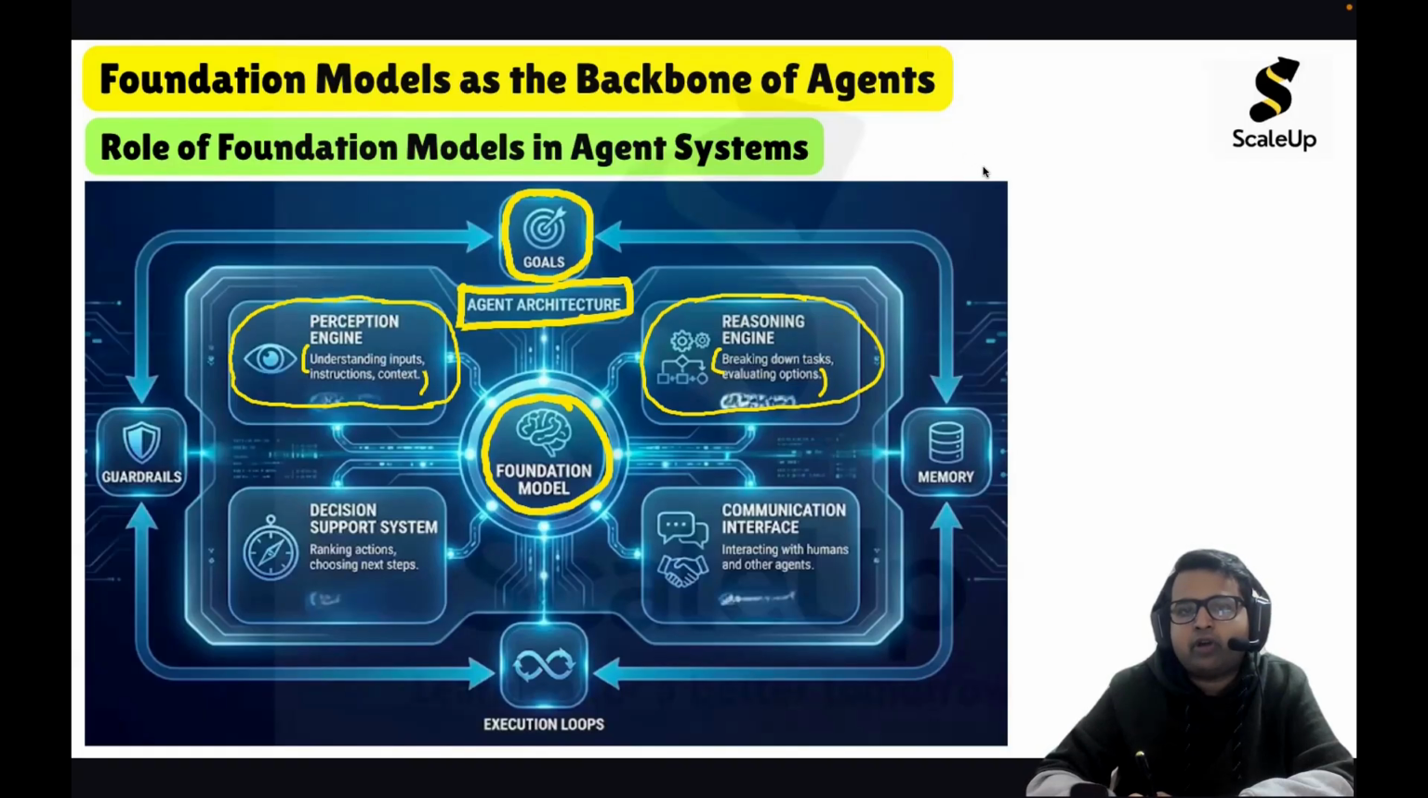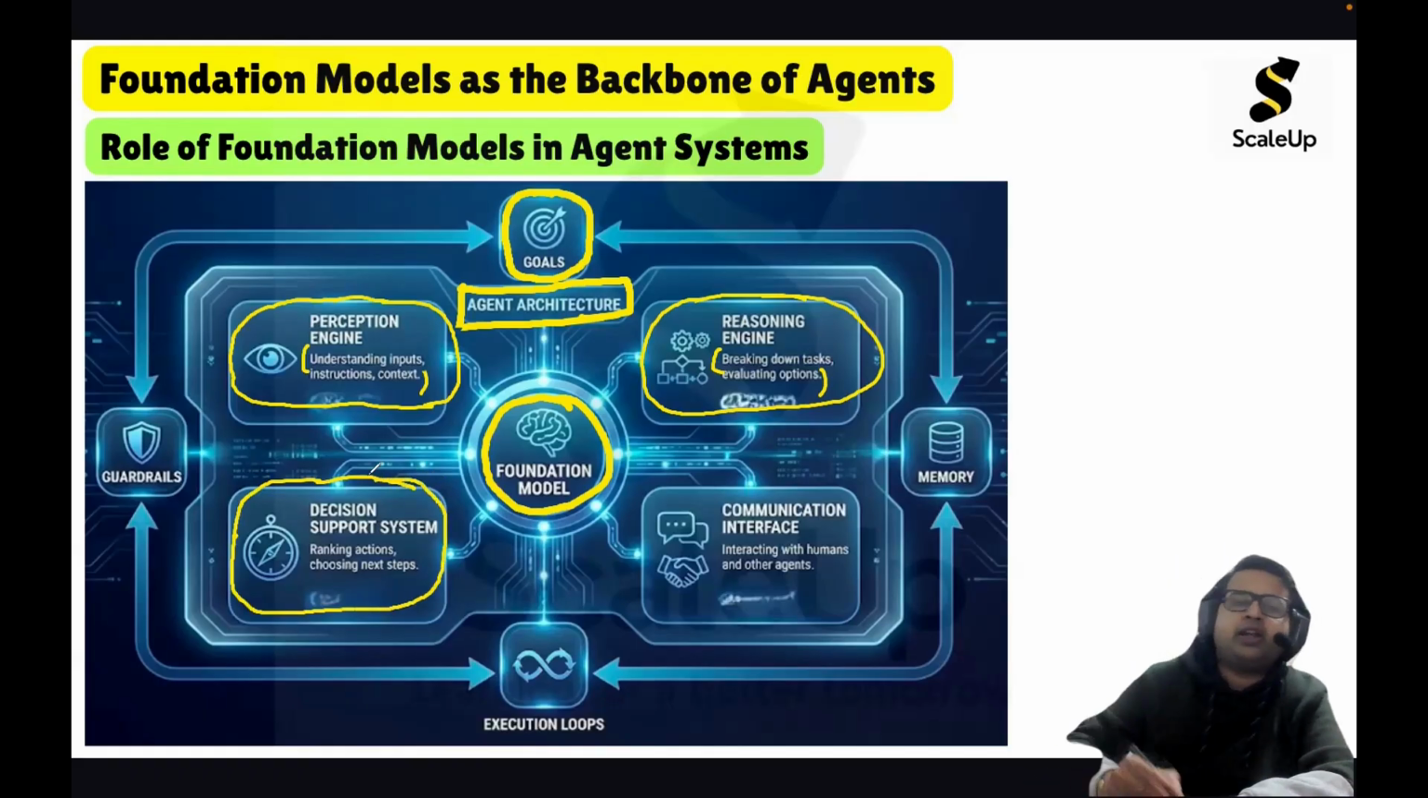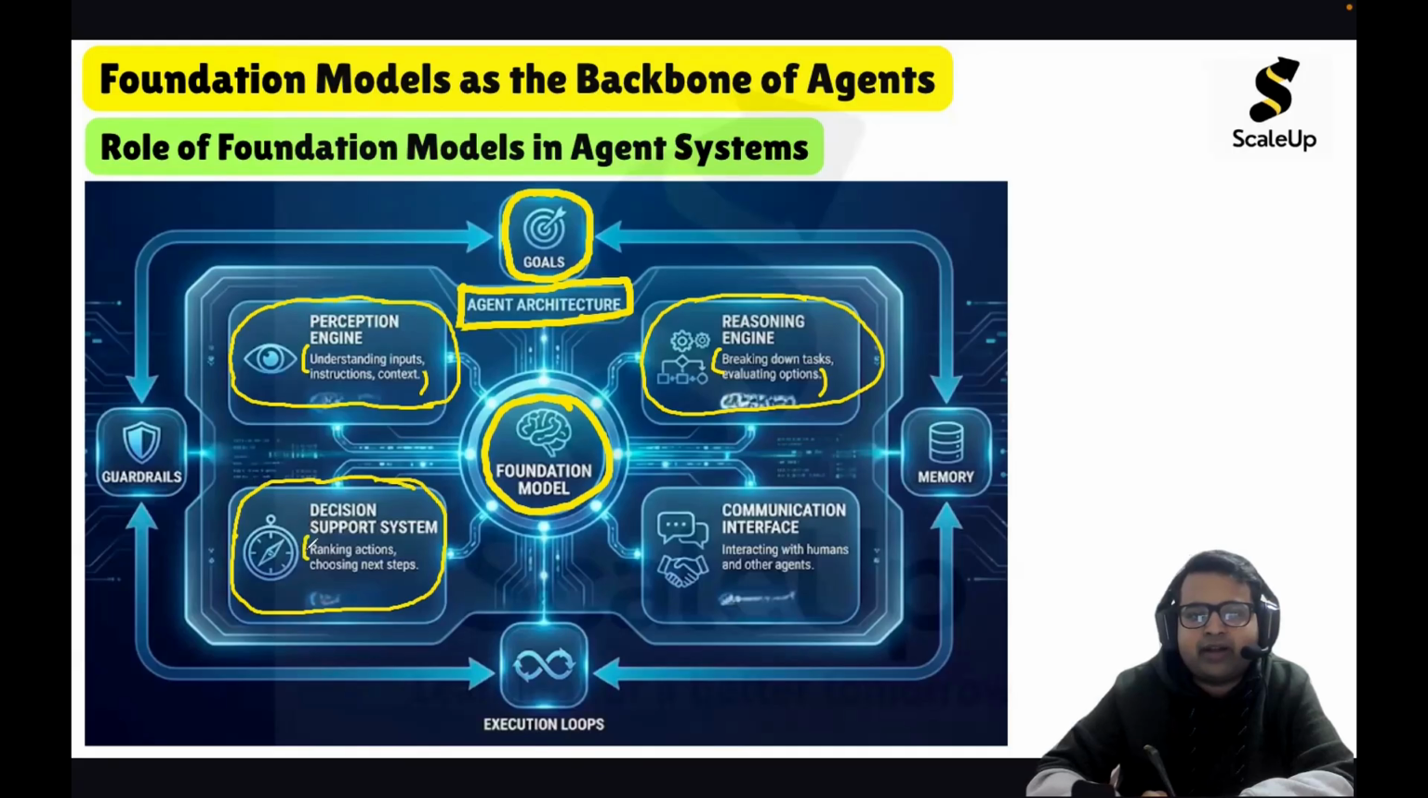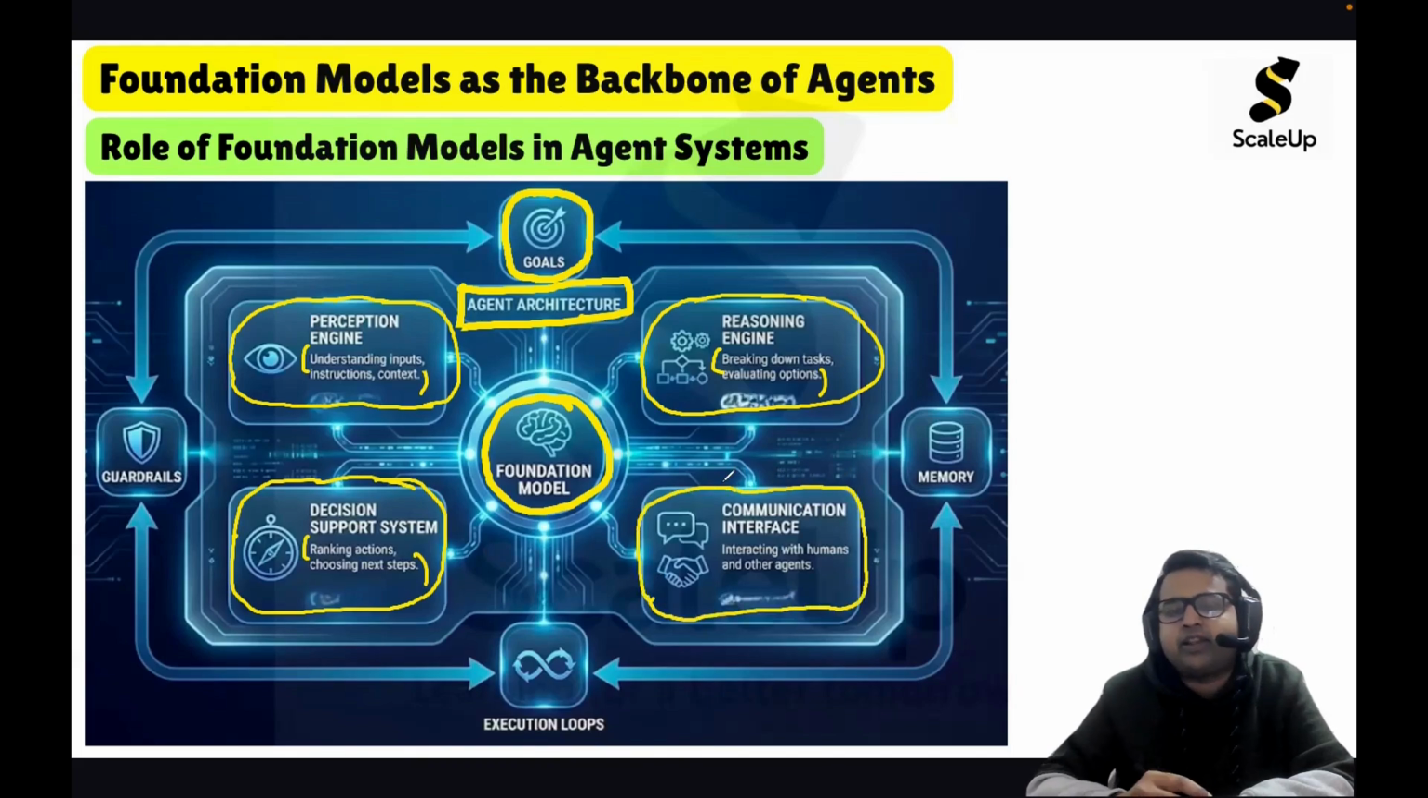Then we also have a decision support system in agents, which plays a role in evaluating the outcome, ranking actions, and choosing the next steps. And we also have a communication interface, wherein agents can interact with humans, other agents, and other tools. So this is the architecture of an agent: any agent you take will have a perception engine, reasoning engine, decision support system, and communication interface.